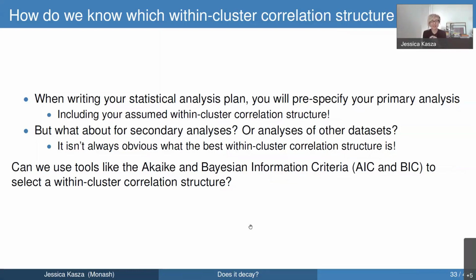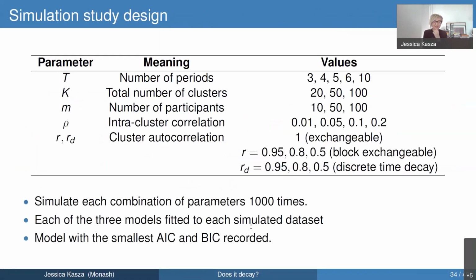So this work was led by Reese Bowden and Ehsan Rezai. So I am talking about work that they've done. I was certainly a part of it, but they were the ones who led this work. So what we did was conduct a simulation study in order to get a handle on whether the AIC and the BIC are useful for selecting a within cluster correlation structure.